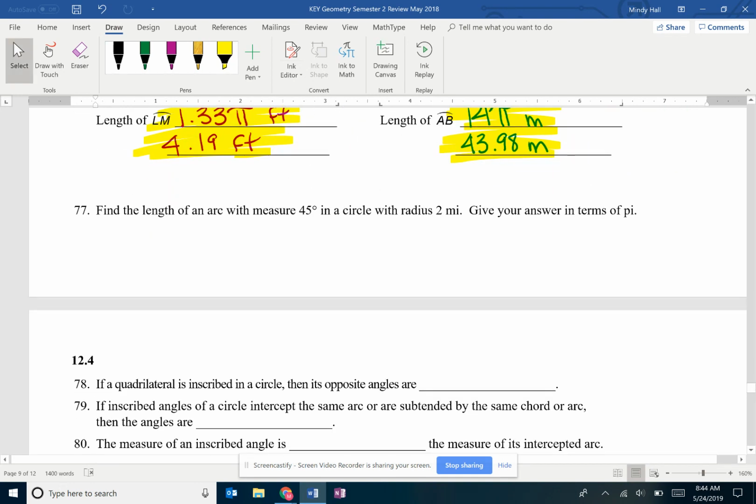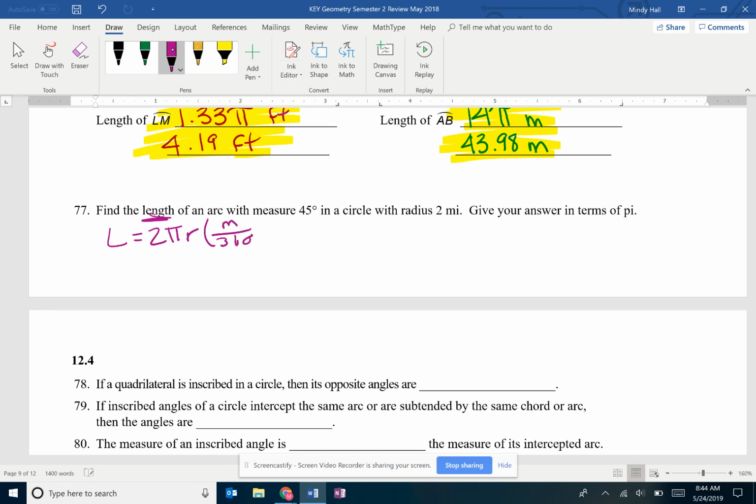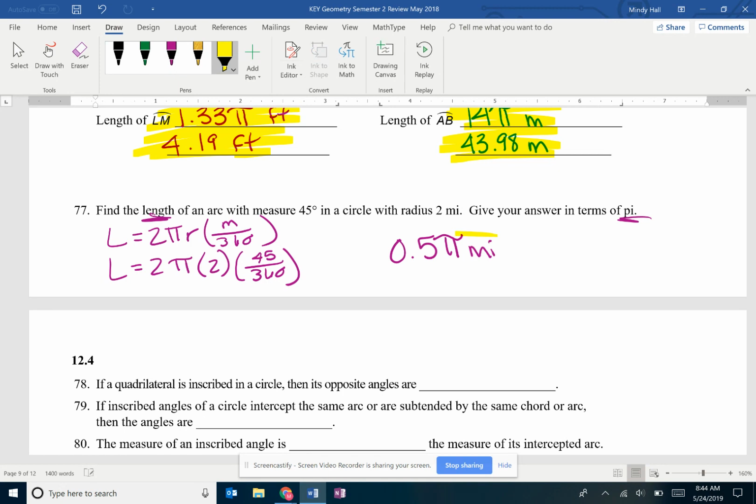So for 77, the length of the arc with measure 45 and a circle and radius 2. Again, we are finding length, so it's going to be the exact same formula, 2 pi r times the fraction of the circle. So that's going to be 2 times pi times our radius 2 times our degrees. In this case, we just want terms of pi, so 2 times 45 divided by 360 gives us 0.5 pi. And in miles. Okay. Oopsie.